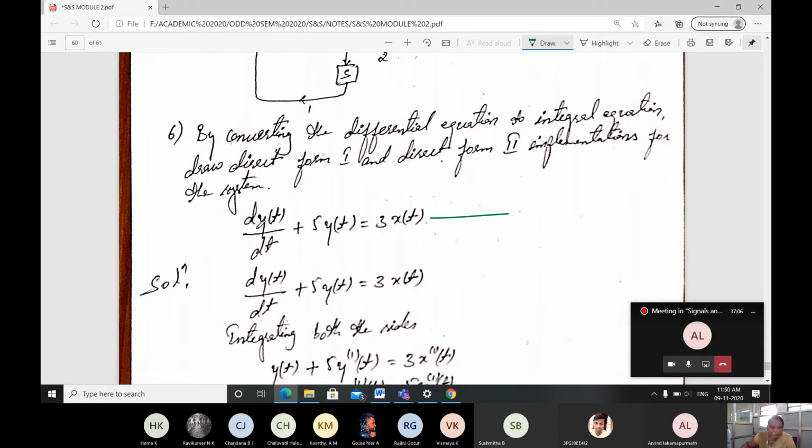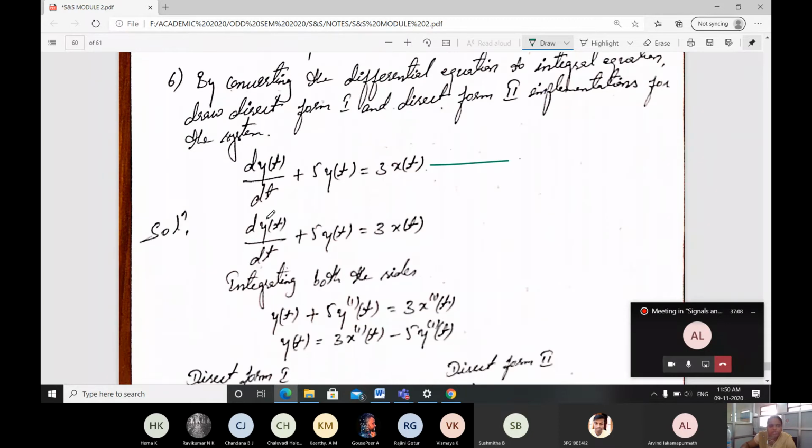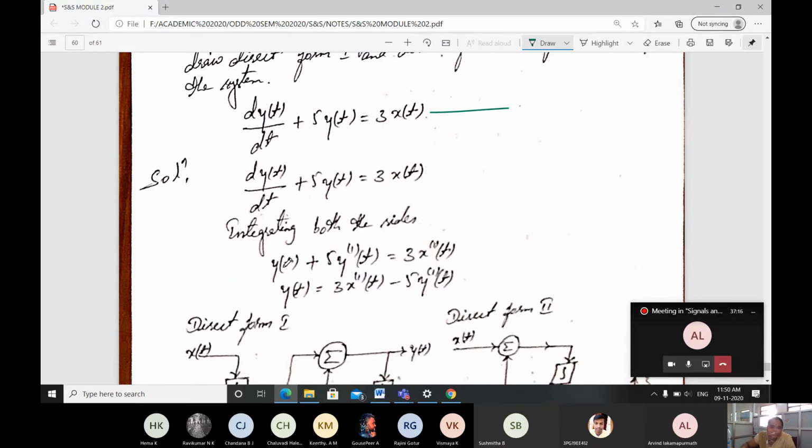differential, but what we require is in terms of integration. For that reason, we have to integrate both sides. If I integrate, what will I get? I will get y of t plus 5 y dash of t is equal to 3x dash of t, means integrated by one position. If it is two integrations, means x of double dash of t.